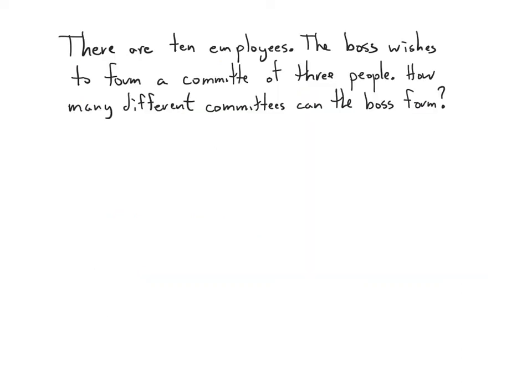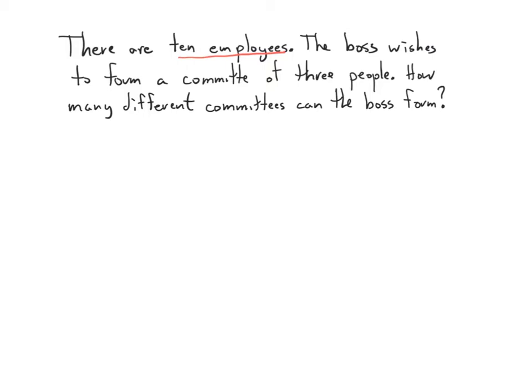Well, let's look at this one. So there are 10 employees, and a boss wishes to form a committee, and that committee has 3 employees on it. There's no special roles on this committee, it's just 3 people on the committee. And we want to know how many different committees can the boss form. Well, one committee would be something like the first employee, the second employee, the third employee. Another committee would be the first, second, and fourth employee. So there are 2 different committees. Any committee that has different members is a different committee.